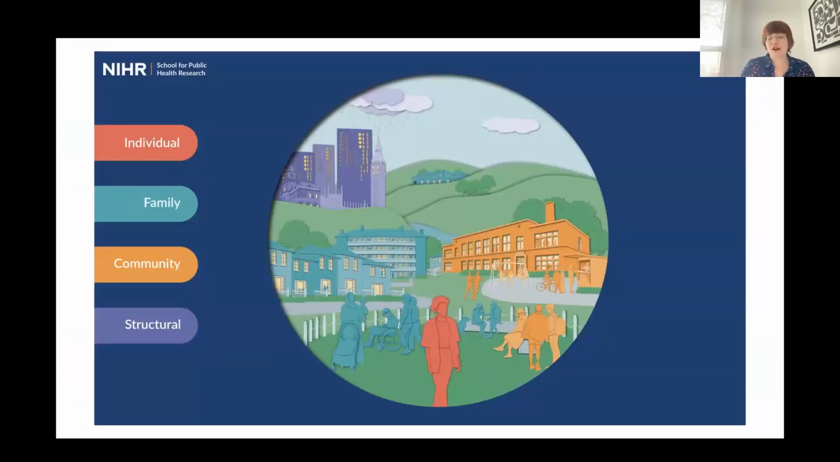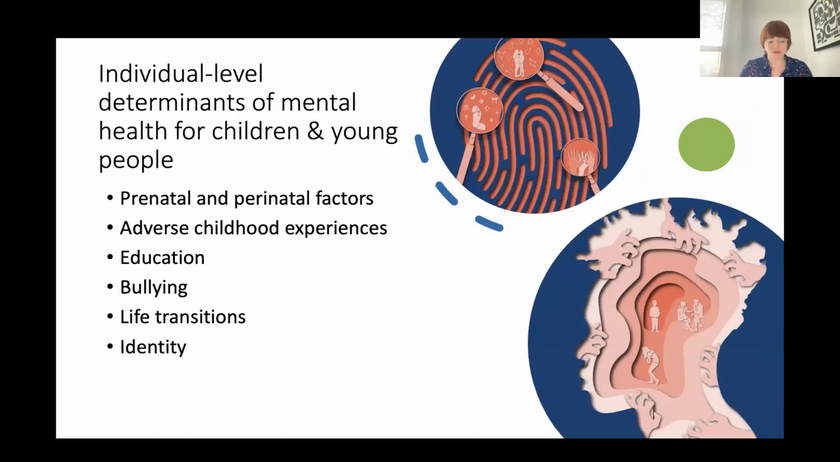So we had identified 55 determinants, and these were organized across 4 levels: individual, family, community, and structural. And while the framework was developed to cut across all age groups and to be a picture across the life course, there are several determinants that are particularly relevant to the mental health of children and young people. So for example, at the individual level, thinking about things like adverse childhood experiences, parenting, attachment, life transitions, identity, these are particularly important and prescient issues for children and young people.